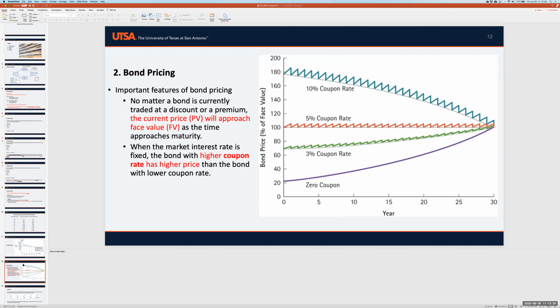But we should know that no matter whether a bond is currently traded at a discount or premium, the current price, the present value of the bond, will approach the face value as the time approaches maturity. So we simply calculate the present value of the bond today for, let's say, a 30-year bond. But as you approach the maturity date, let's say 5 years pass, 10 years pass, we only have 1 year to maturity, you are simply approaching the face value of the bond.